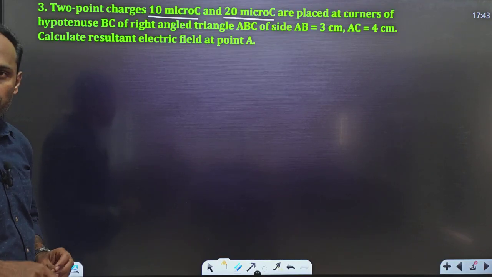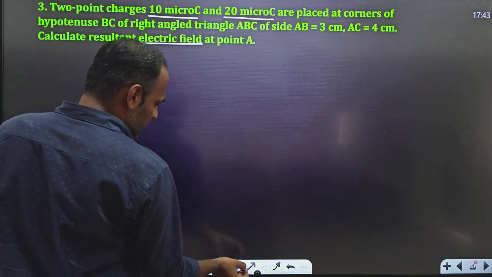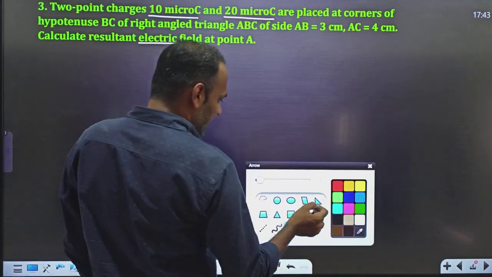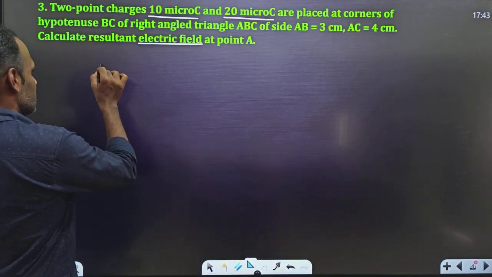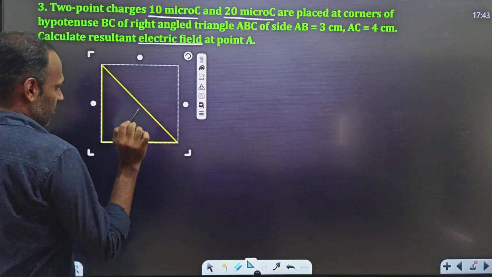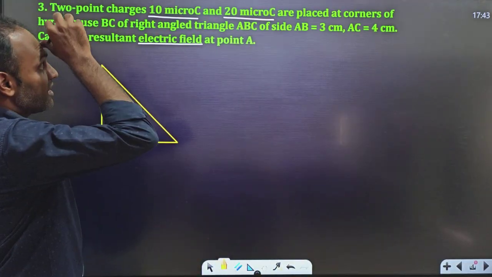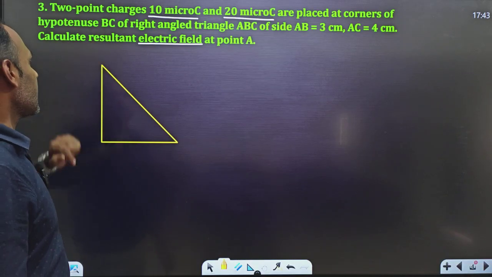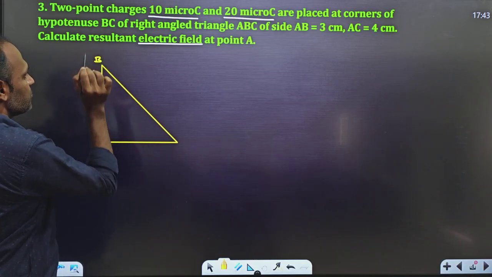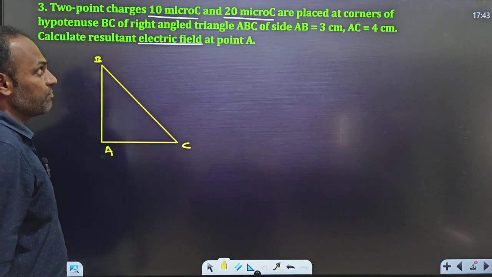Previous two questions were on force. Now they are asking us electric field. Correct? Okay. Which geometrical figure they have given? Right angled triangle they have given. Okay, let us draw the right angled triangle first. See, this is the right angled triangle. I will name that right angled triangle. See what they have said about the hypotenuse: charges are placed on the hypotenuse BC. Hypotenuse is BC. So this is B and this is C. Then this is A. This point is A.